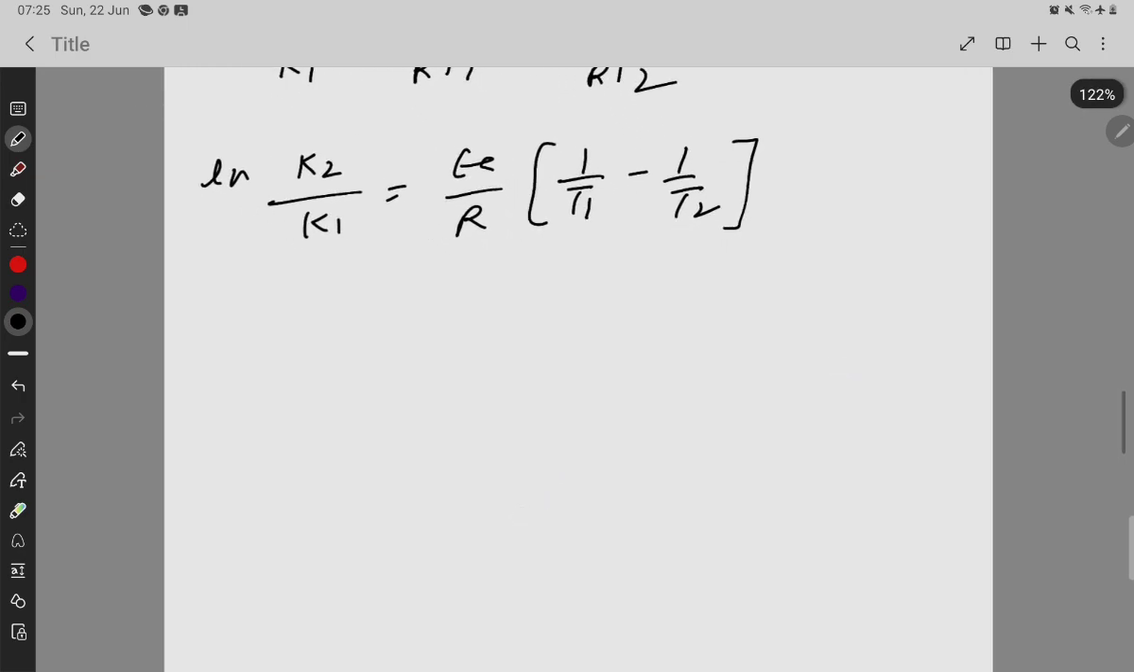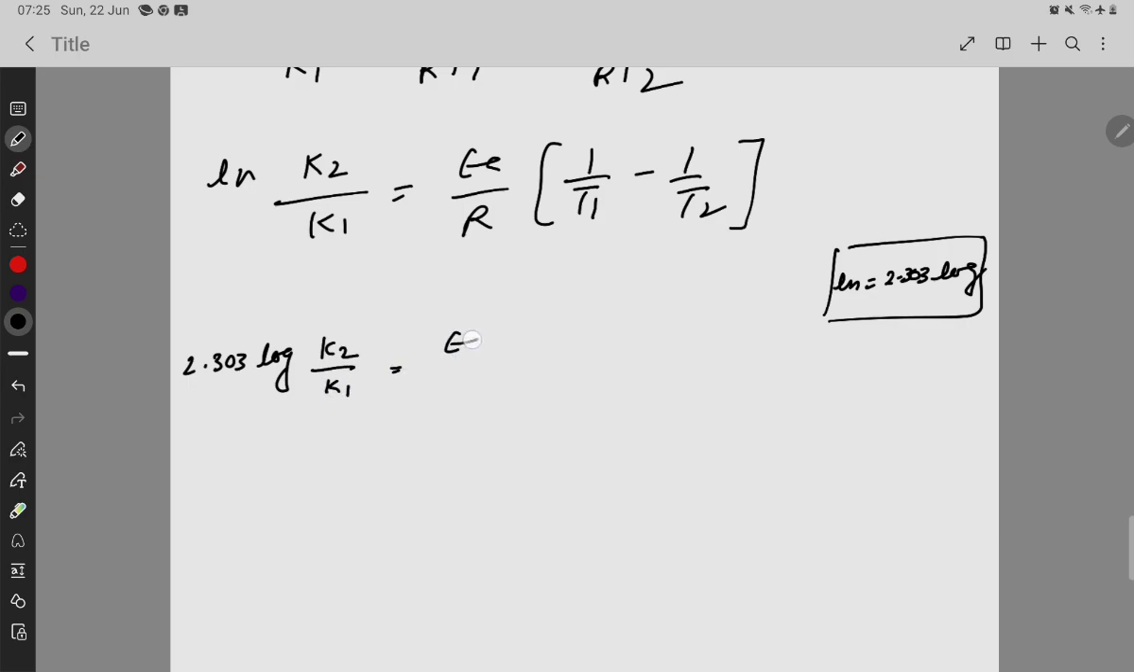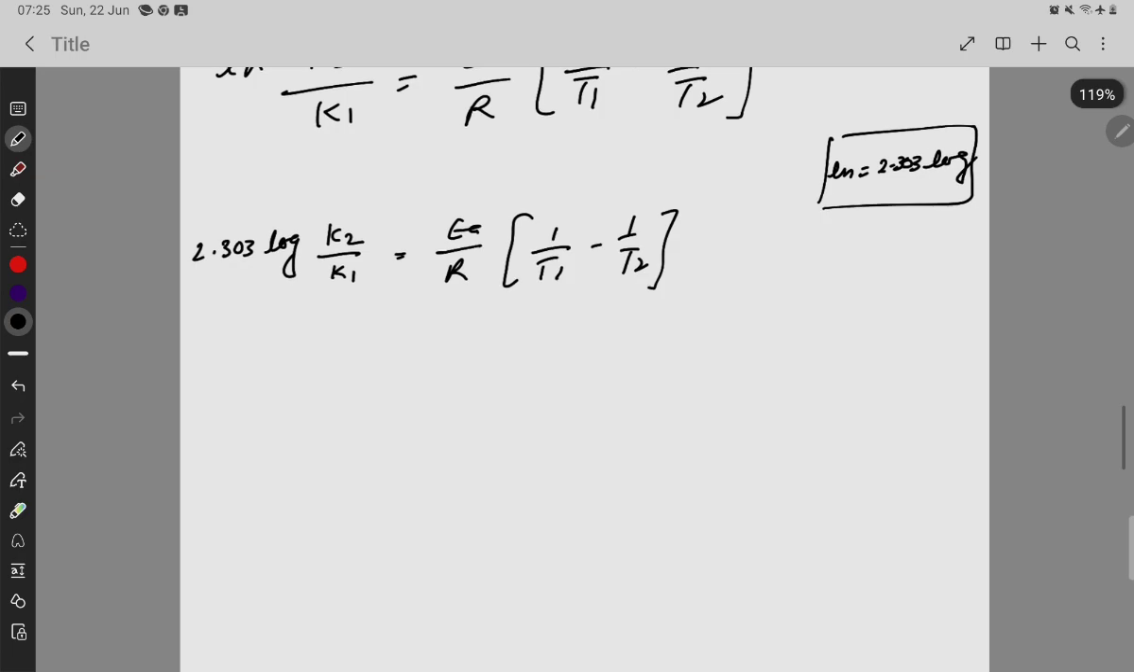Now what can we do here, student? We know ln is equal to 2.303 log. This one we are applying. So 2.303 log k2 upon k1 is equal to Ea upon R, times 1 upon T1 minus 1 upon T2.